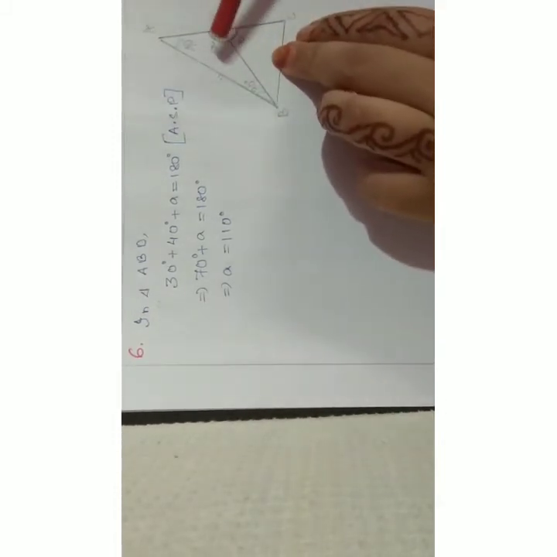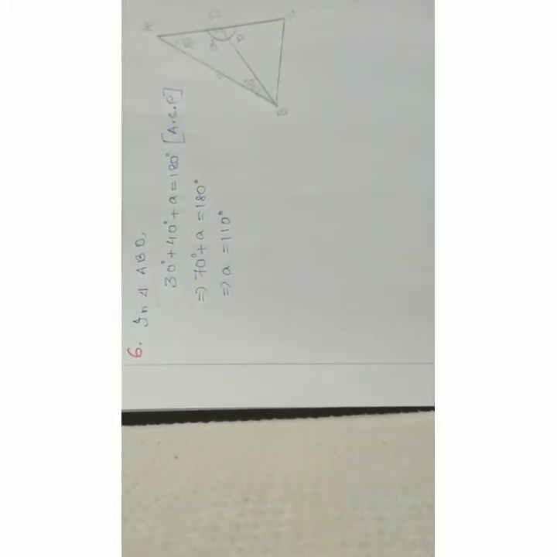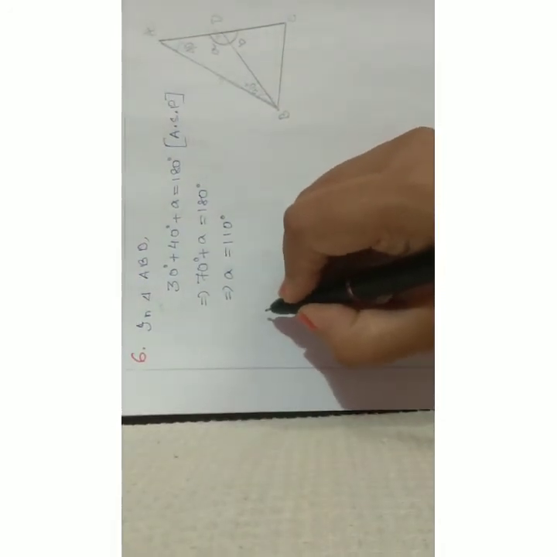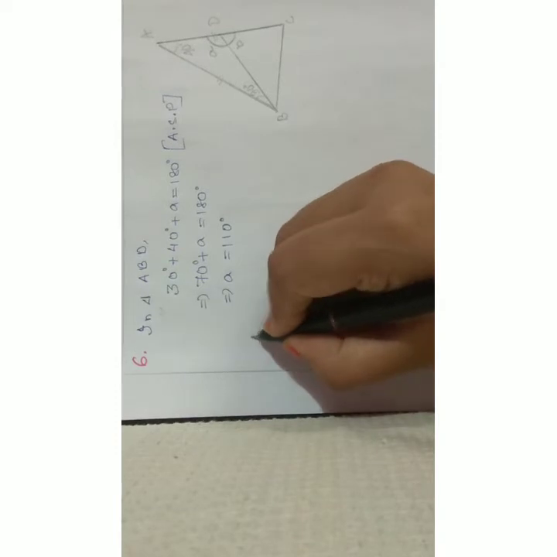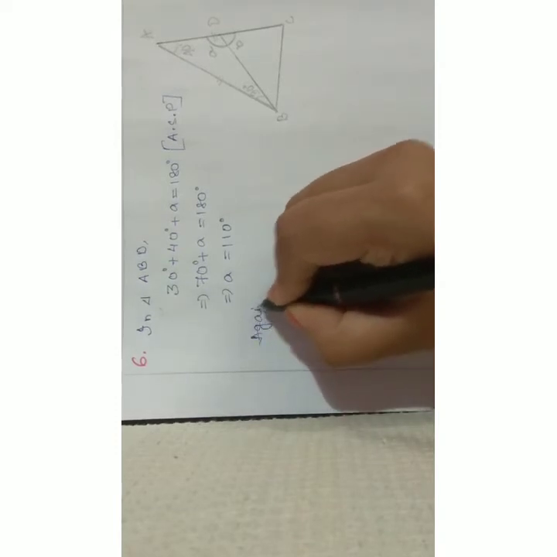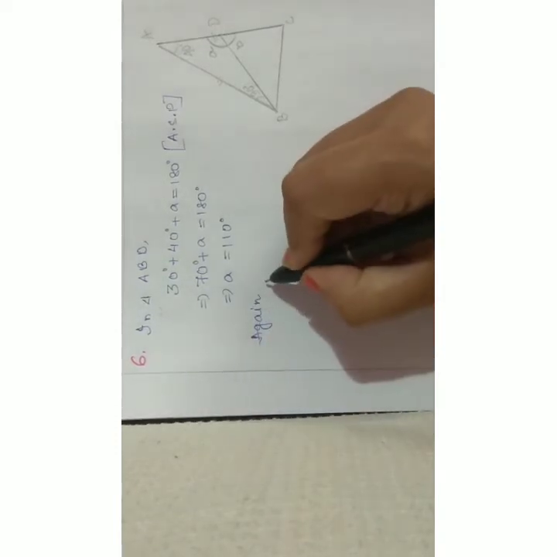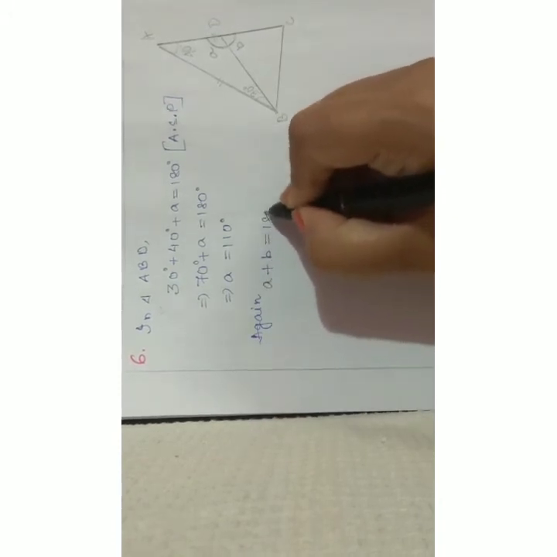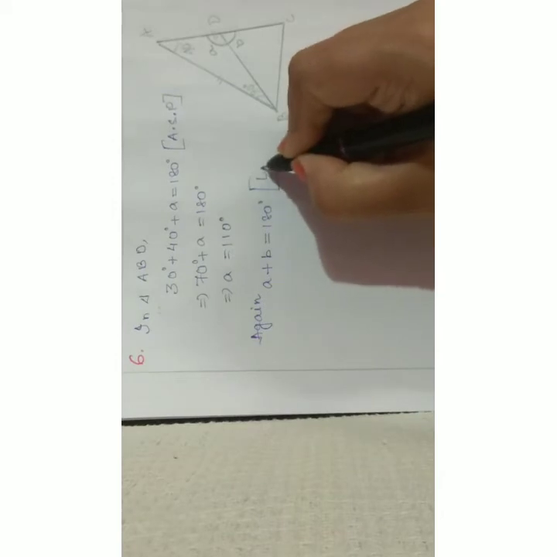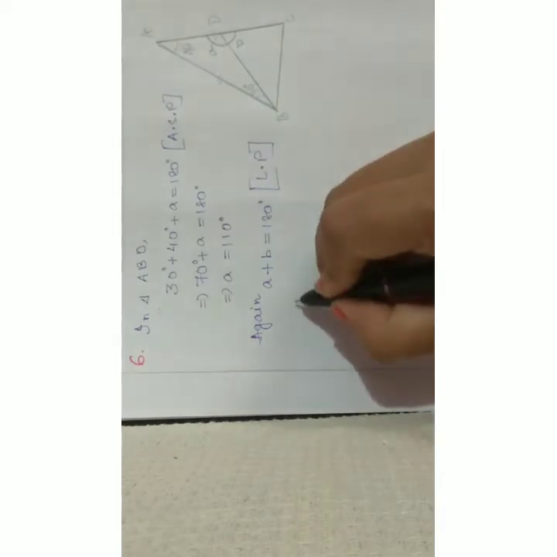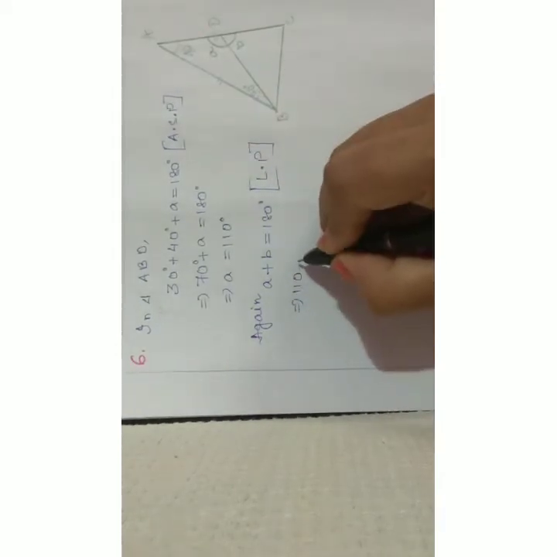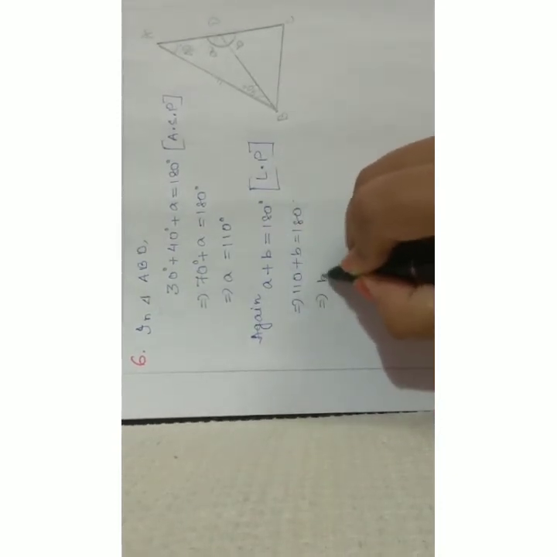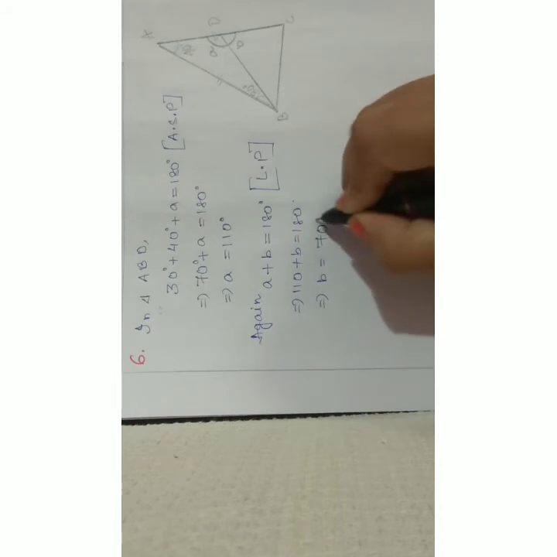Now A and B are linear pair. We can find the value of B. So again, A plus B equals 180 degrees, LP means linear pair. A value is 100 degrees, so B value is coming as 70 degrees.